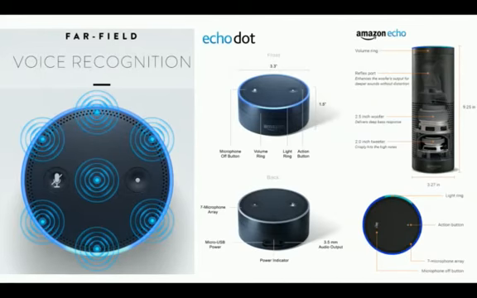A Dot is more thought of as something that you would plug into a pre-existing sound system or sound bar or something of that nature. An Echo is more of a standalone device.